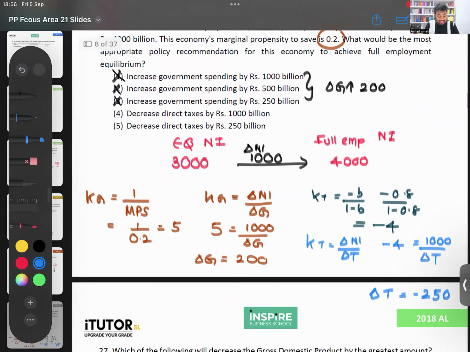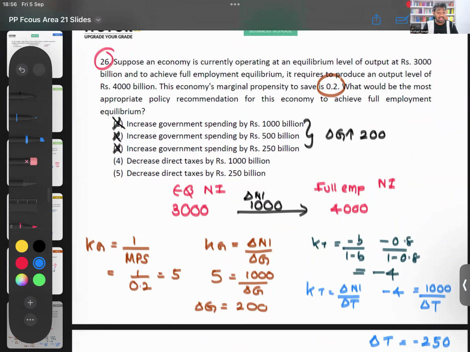Is there an answer like that then? Decrease taxes by 250. Yeah, and it is answer number 5. So there are 2 things that you can do. If you want to go from this 3,000 to 4,000, to increase national income by 1,000, one thing you can do is increase government spending by 200. Then because government spending multiplies 5 times, 200 into 5, it will cause a national income increase of 1,000. Then you can go to this full employment. But there is no answer like that.